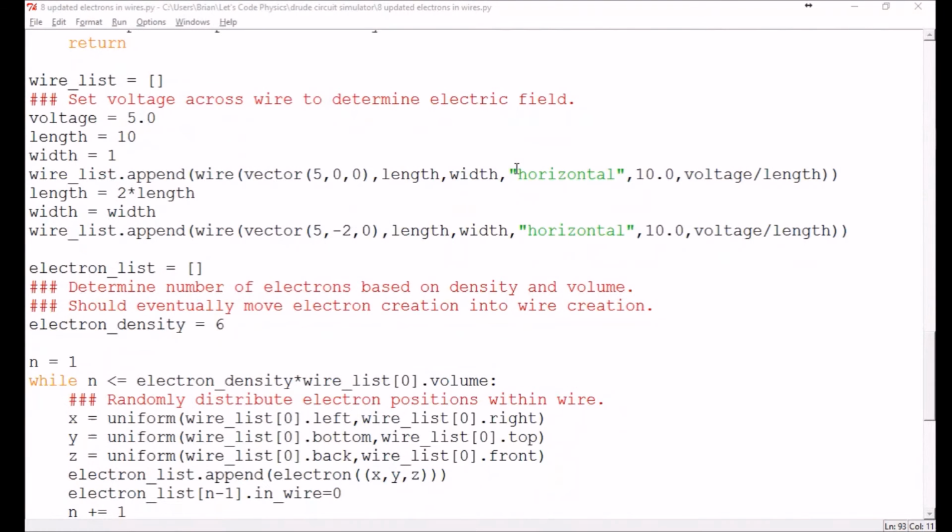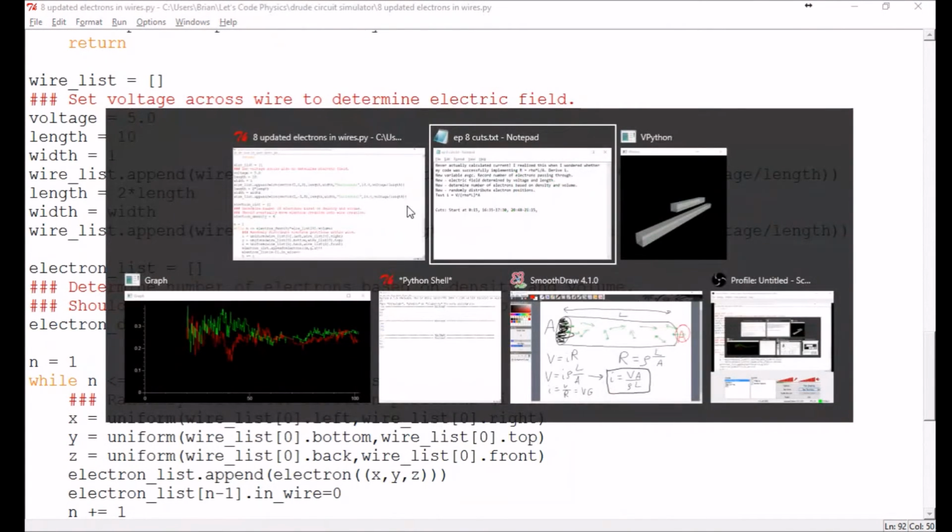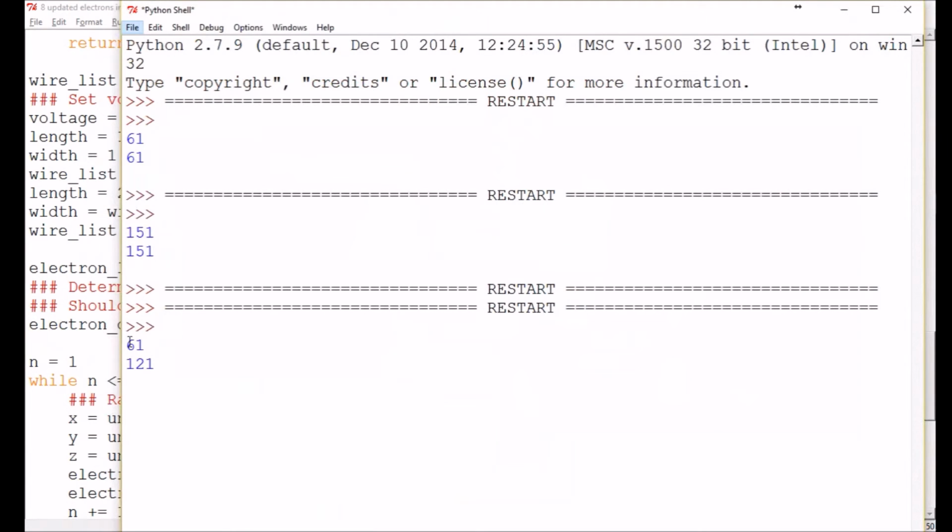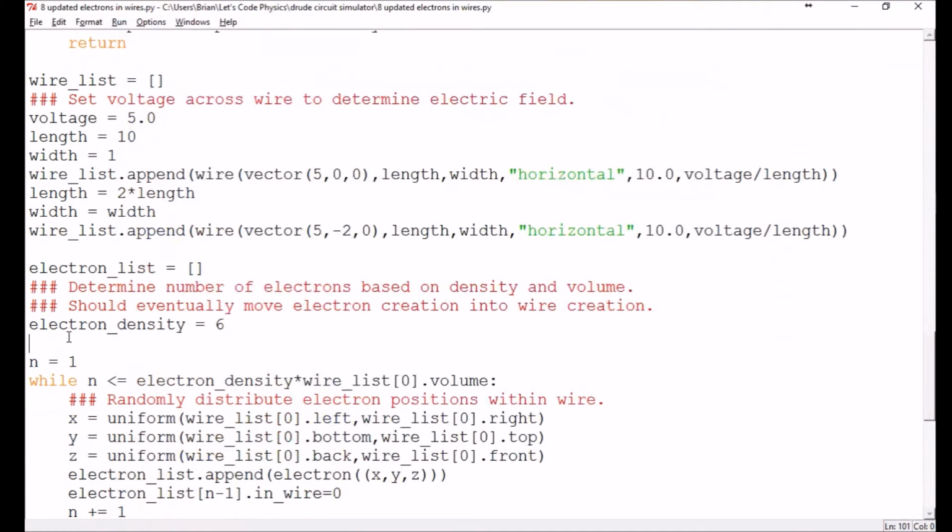I forgot to mention the other factor that changes when you increase the length. So you are doubling the number of electrons, and we see that over here on our printout screen, we go from 60 to 120. You're also changing the electric field, right? Because when you double the length, you're decreasing the strength of the electric field. So that's the factor that's really important with changing the length.